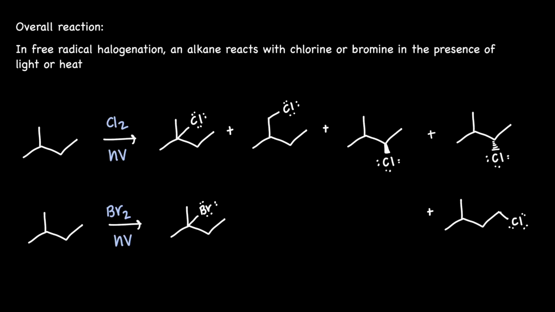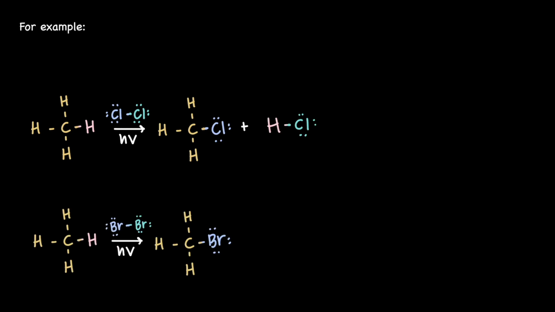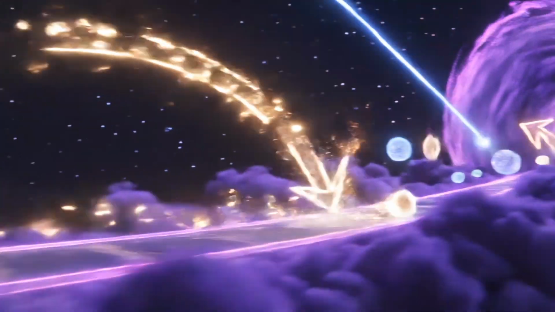In free radical halogenation, an alkane reacts with chlorine or bromine in the presence of light or heat. For example, methane plus chlorine gives chloromethane plus hydrochloric acid, or methane plus bromine gives bromomethane plus hydrobromic acid. The important thing to notice is that a hydrogen atom has been replaced by a halogen atom. That is why this reaction is called a substitution reaction. Now let's discuss the mechanism.